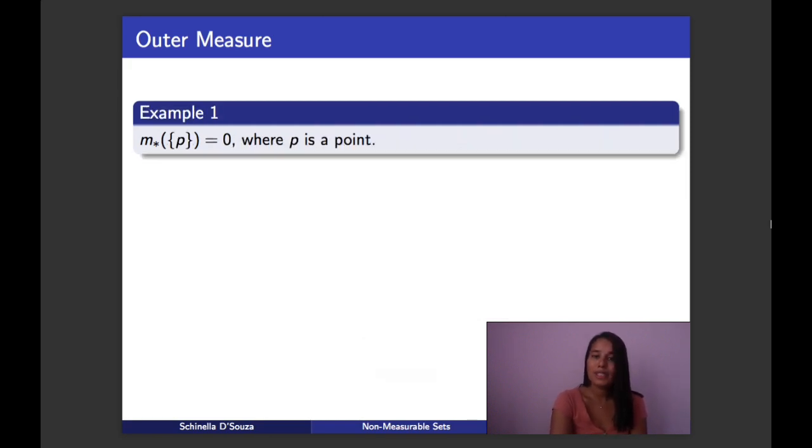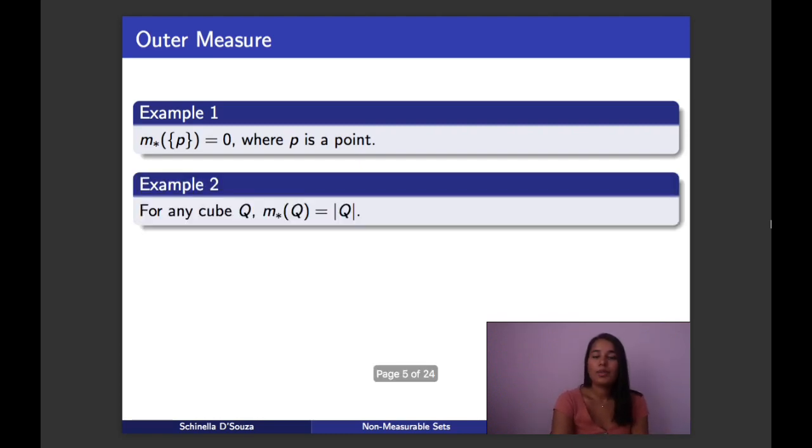Let's look at some simple sets and their outer measure. The first example is of a single point. Well, a point can be contained in a cube of arbitrarily small area, so its outer measure is just 0. Example 2 is of a cube, and as we would expect, its outer measure is the volume of the cube.